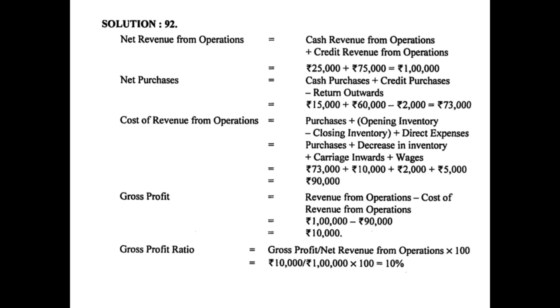Now you have the cost of RFO, you have the net RFO. You can very well calculate the gross profit by applying the formula revenue from operations minus cost of revenue from operations. That is 1 lakh minus 90,000, which is equal to 10,000. So 10,000 is your gross profit. Now you can put the values in the formula: gross profit ratio is equal to gross profit, that is 10,000, upon net revenue from operations, that is 1 lakh, multiplied by 100. So you get the gross profit ratio as 10%. I hope the question is clear to you, children.